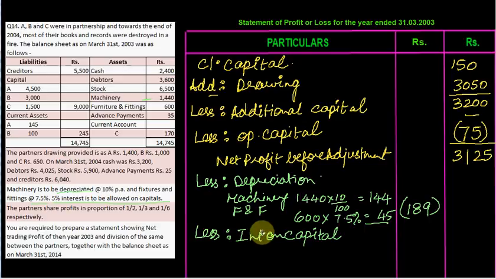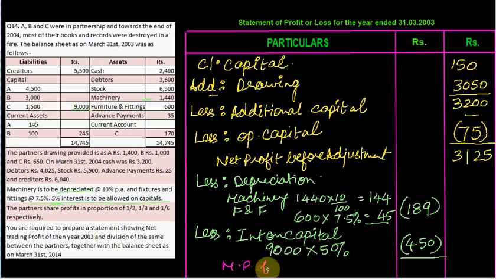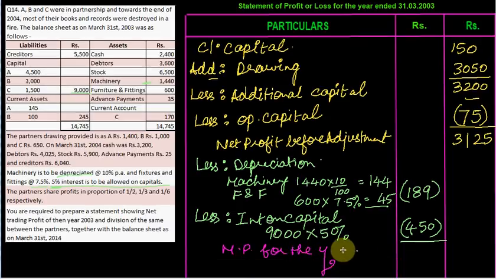So the fixed capital amount is 9,000. So interest on capital 9,000, that is the combined capital, is 9,000. Interest has to be given on it at the rate of 5%. It is mentioned. 5% of 9,000 comes up to 450. So after subtracting it, we get the net profit for the year, which is 3125 minus 189 minus 450. That comes to 2,486, your net profit for the year.